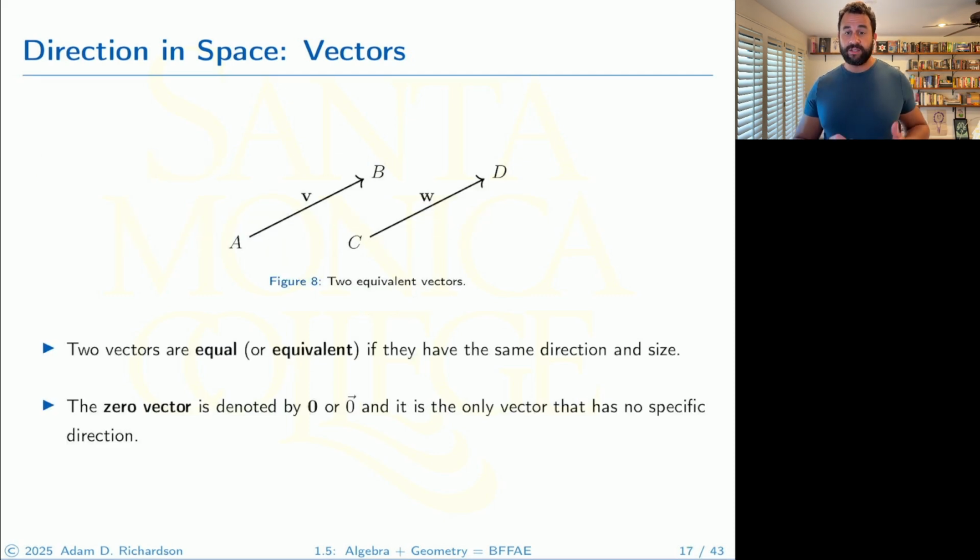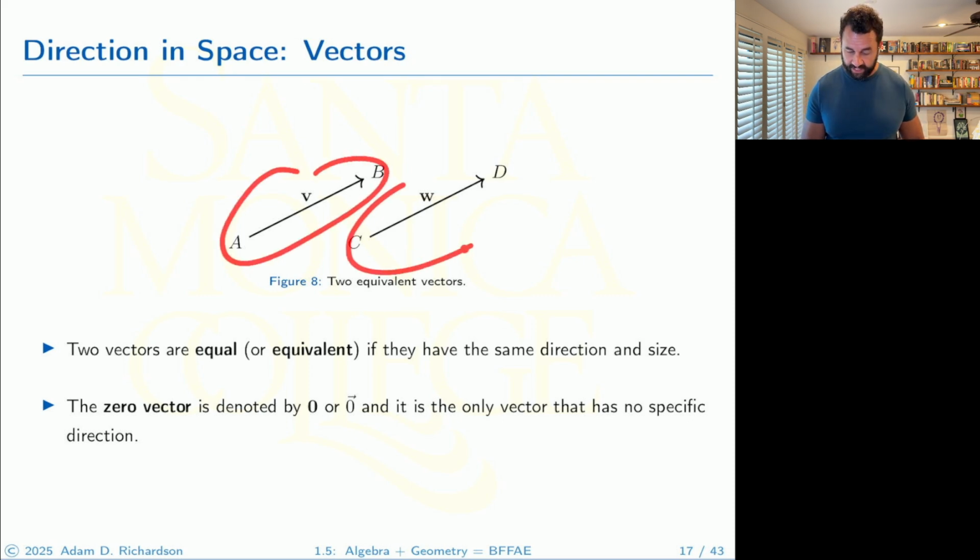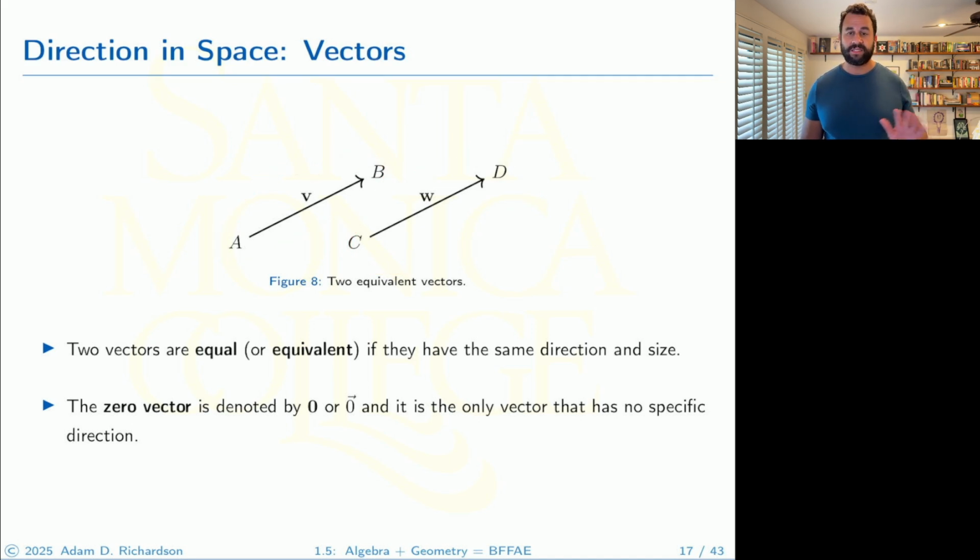Now, two vectors are called equivalent or equal if they have the same direction and they have the same size. So what I've got pictured right here, those are two equivalent vectors. It doesn't matter that they're passing between different points. This one's going from A to B, this one's going from C to D. That doesn't matter. What matters is that the direction traveled is the same and the distance traveled is the same. And if that's the case, then those two vectors are said to be the same vector. They're equal, they're equivalent, okay?